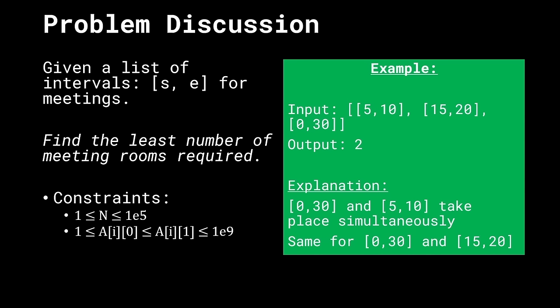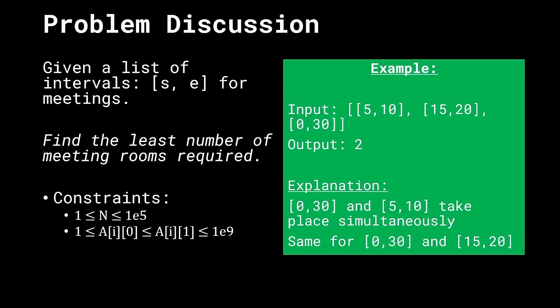The constraints mention that n, the number of meetings, can be between 1 and 10 to the power 5. The constraints also mention that every single time can be between 1 and 10 to the power 9. So let's take an example to understand this better.